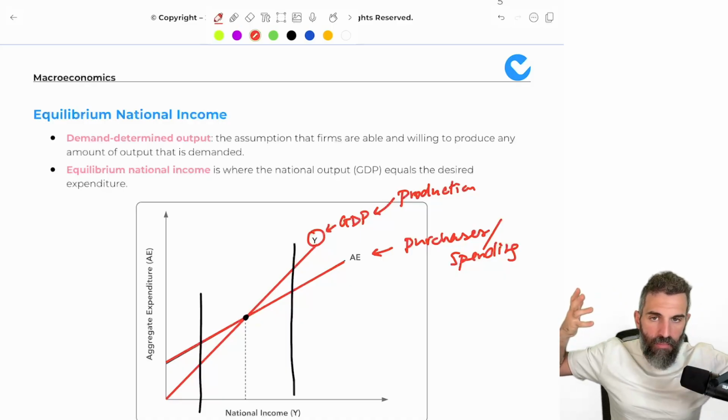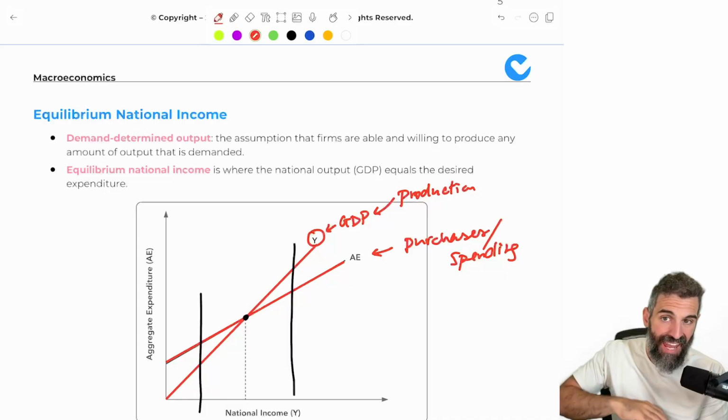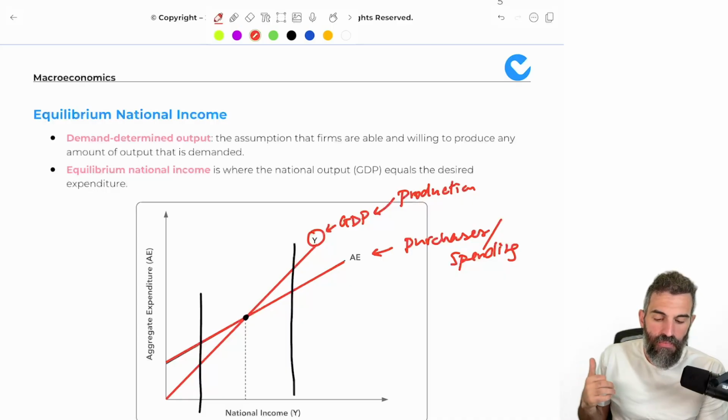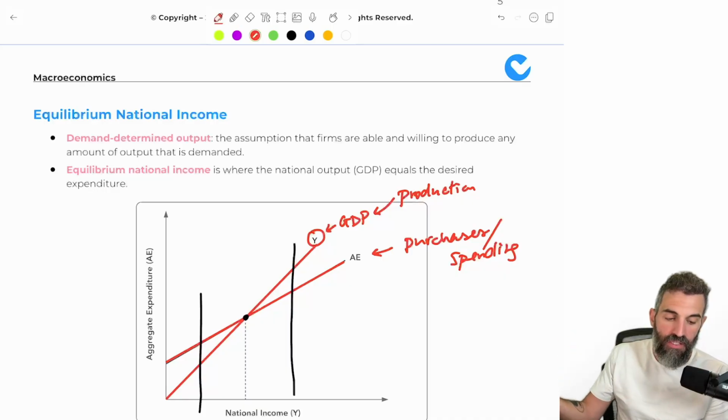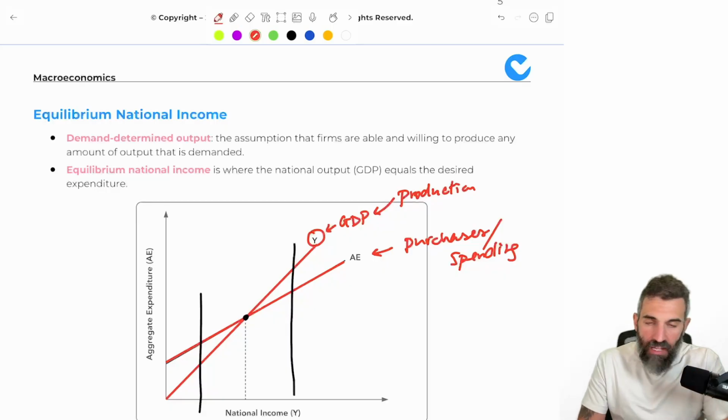Essentially all that means is what I wrote here. Firms are able and willing to produce any amount of output that is demanded. There is no situation where demand cannot be met. That's what we mean by demand determined output. Output is determined by whatever is being demanded. For the most part, when you see that, there's nothing really to do with it.